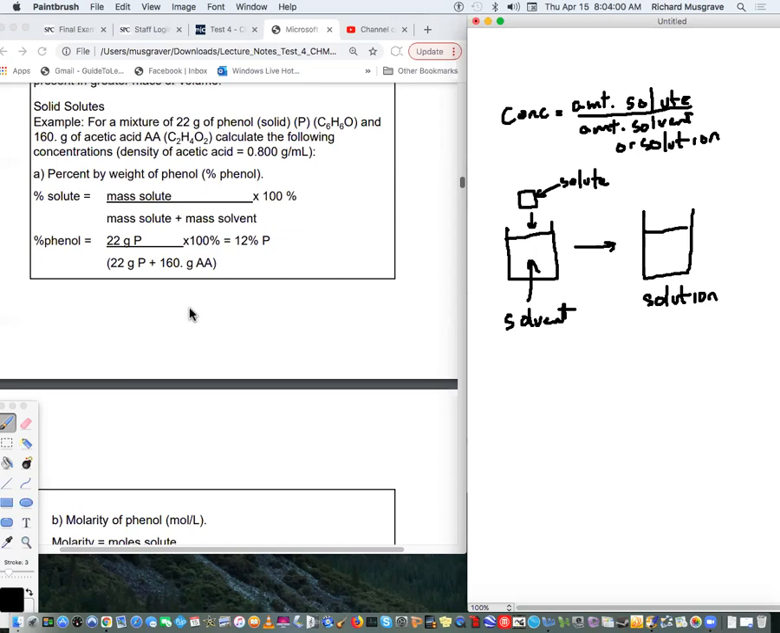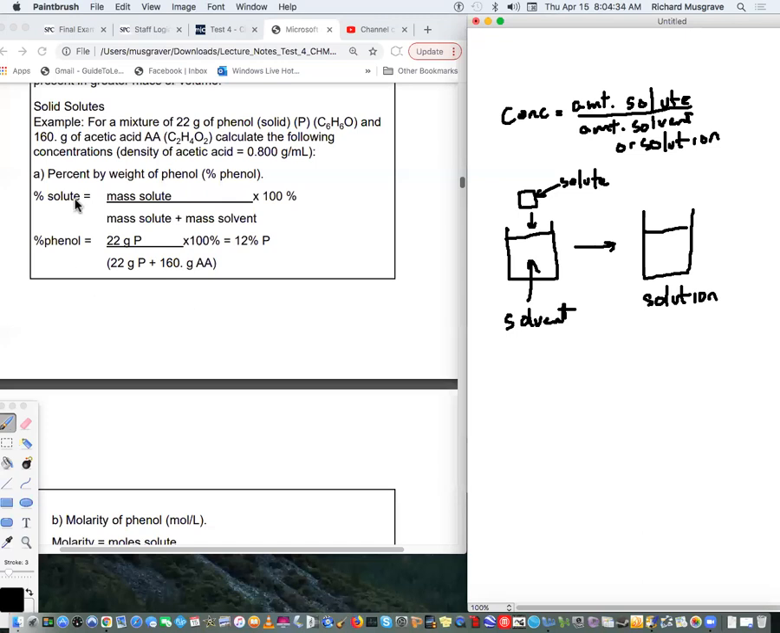So here's an example. For a mixture of 22 grams of phenol, and I'm pointing out this is a solid, I also give it an abbreviation, P for phenol, and I also provide the molecular formula, C6H6O. You'll see where that comes into play later. And 160 grams of acetic acid, C2H4O2. Calculate the following concentrations. I give the density of acetic acid as being 0.800 grams per mL.